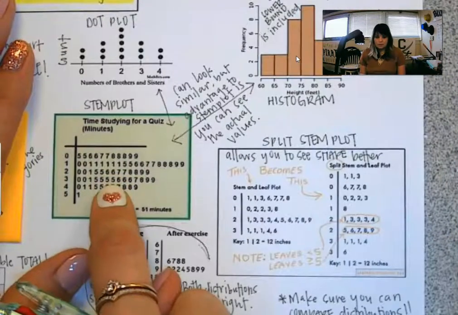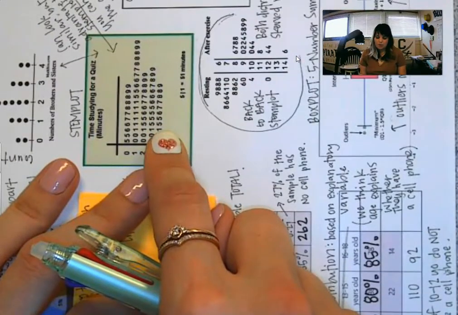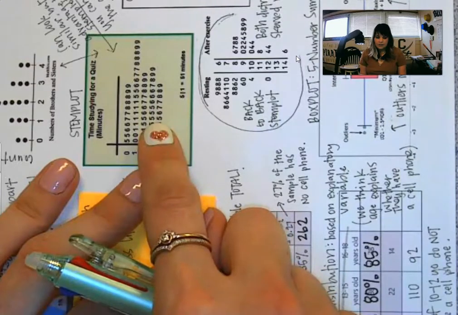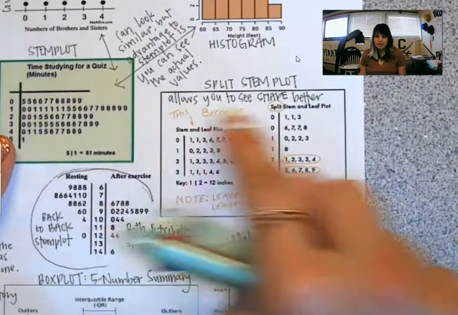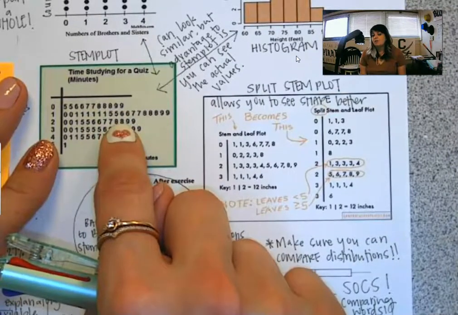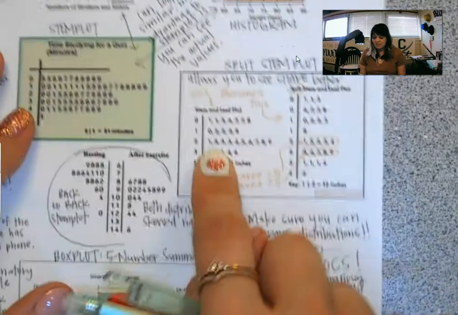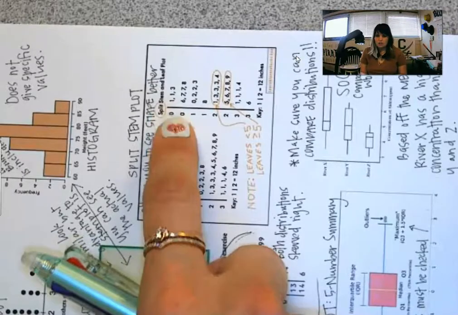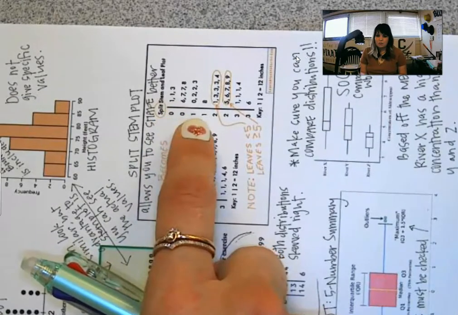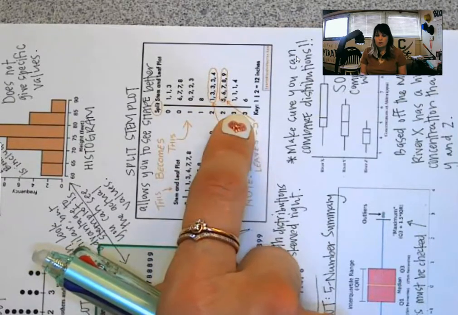On this one, this does look similar to a histogram, but you can't see the shape very well. In order to fix that, you would want to do a split stem plot. So notice here I've written, this allows you to see the shape better. For this one, I would bet that if you broke it up into a split stem, the shape would look way better. This one doesn't really do a whole lot, but it does show you that there are like 2 different groups here. You have a bunch of data from 0 to the lower 1, and then a bunch of data from 2 to the lower 3.